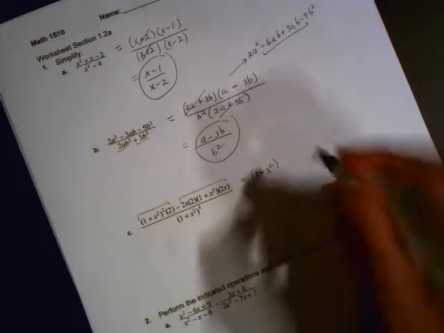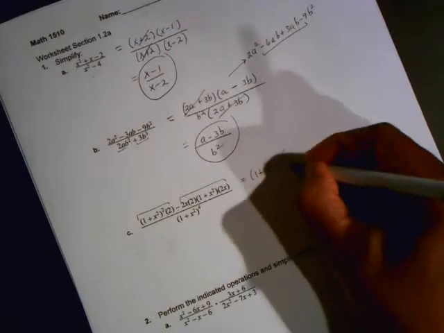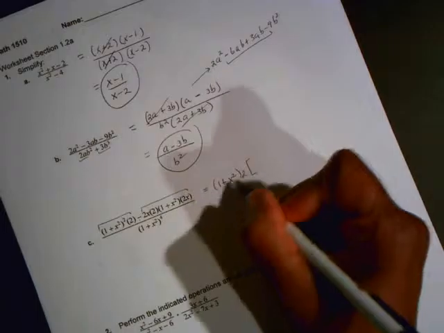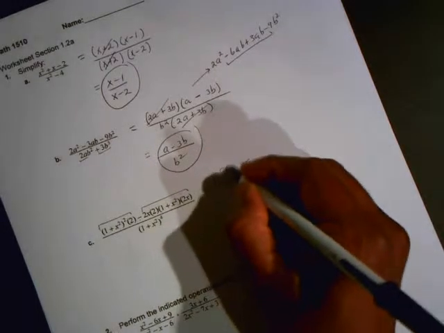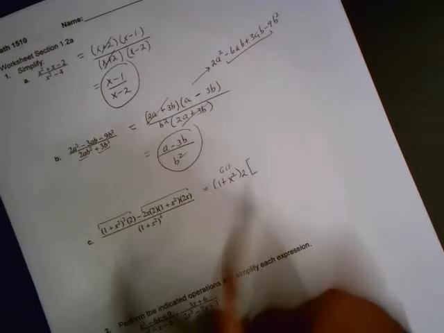So one of those 2's is common. So pull out the 2. I'm going to use a square bracket just to differentiate what I've pulled out as a GCF from whatever's left. You don't have to do that.